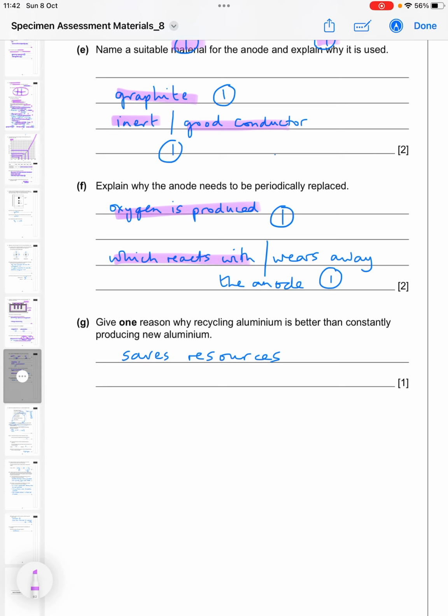Okay, one reason why recycling aluminium is better than constantly producing new aluminium, well, because it saves resources. You could go into uses less energy and so on, but ultimately that is saving resources.